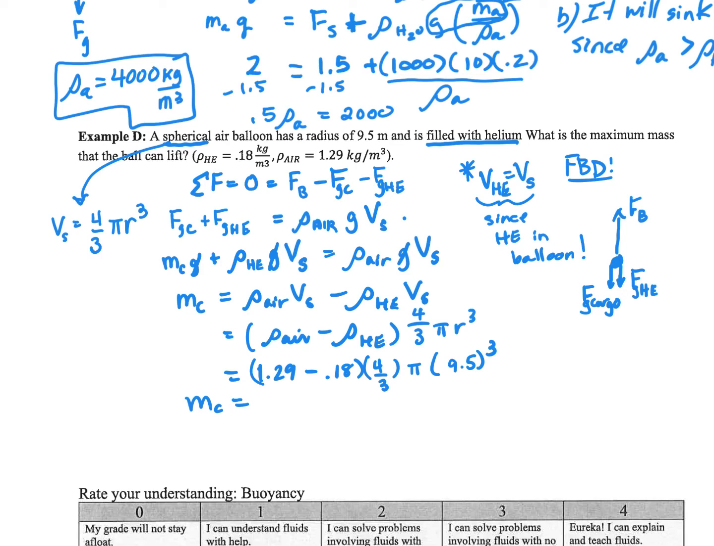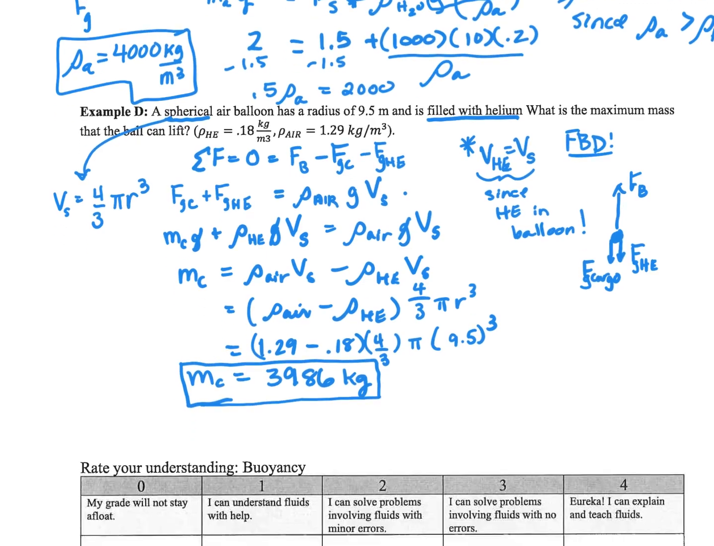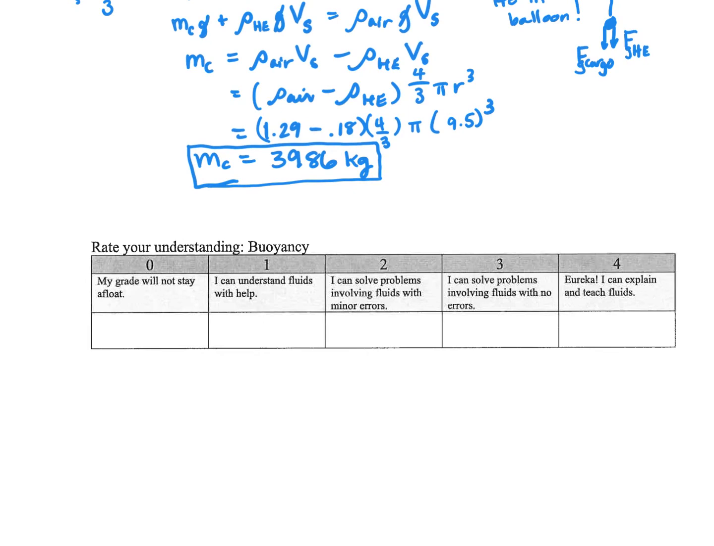What'd you get? I got 3,986.4. So 3,986, yeah, and that would be in kilograms. All right. So now the question becomes, do you understand buoyancy? Let's see if you do.